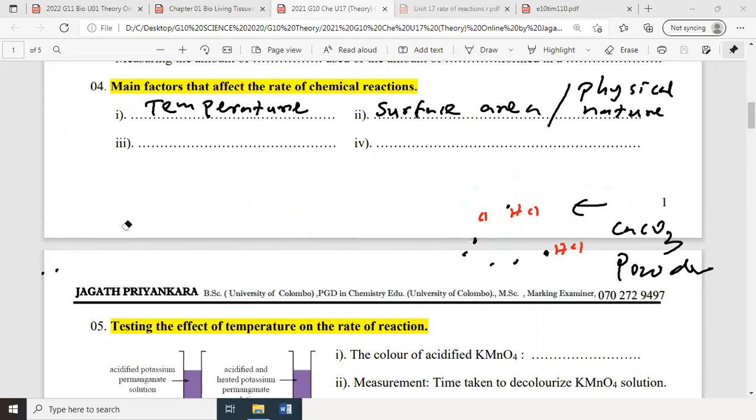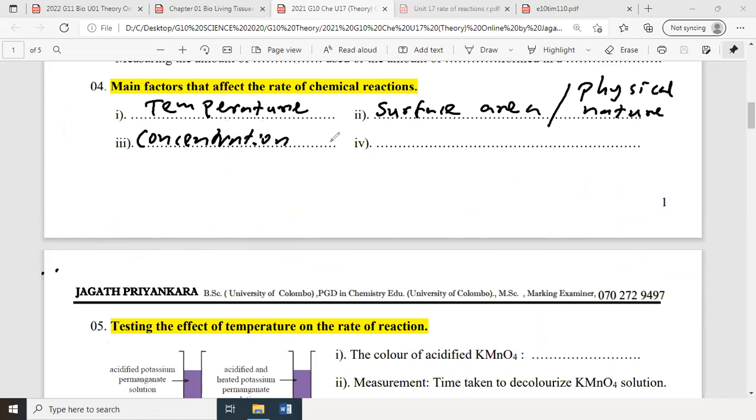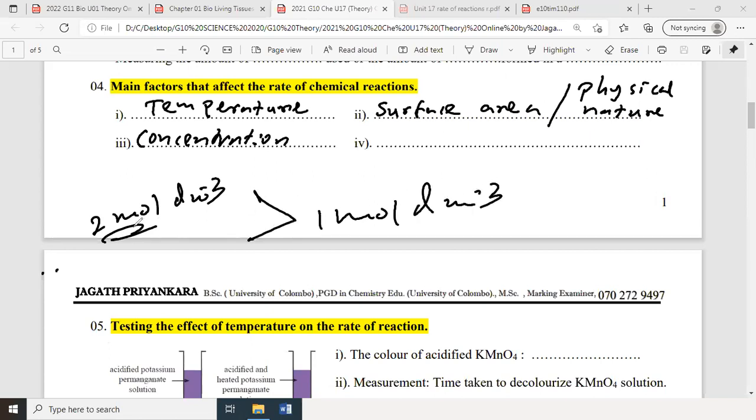Next one, the third factor that will affect the rate of reaction: concentration of reactants. What is concentration? That means more molecules per unit volume. Concentration high means what? For example, 2 moles per cubic decimeter. In 1 liter, 2 moles. That means more particles, 2 times the Avogadro constant. If you take 1 mole per cubic decimeter, that is low concentration. Here, low concentration, and 2 moles per cubic decimeter is high. Same volume, but more particles. 2 moles contain more particles than 1 mole. Volume same. 2 moles means 2 into the Avogadro constant.